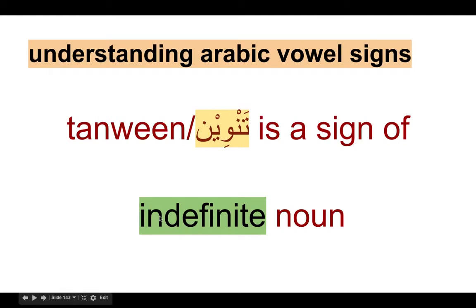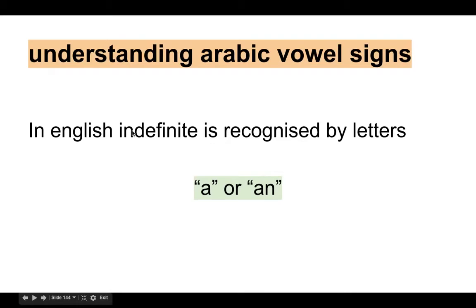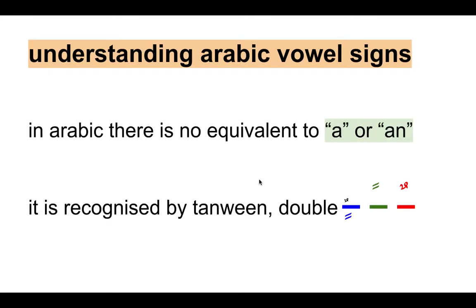So how do we recognize what is indefinite in English? In English we have a or an. We say a book, a pen, or an apple. So it is indefinite. It could be anything, any book, any pen, or any apple. However, in Arabic there is no equivalent to a or an. So for example, if you want to say book, we say kitabun. If you want to say a book, it is still kitabun. So a sign of double Dhamma, double Fatha or double Kasra is a sign of indefinite.